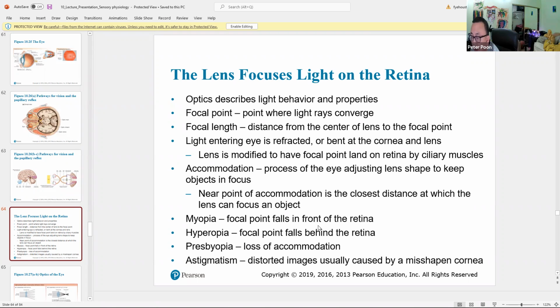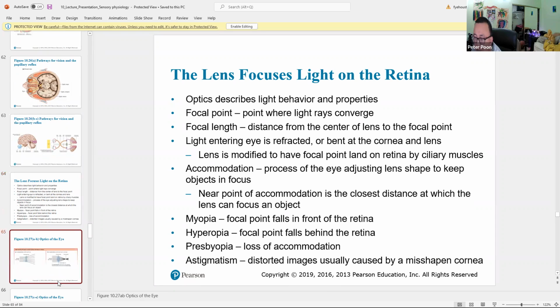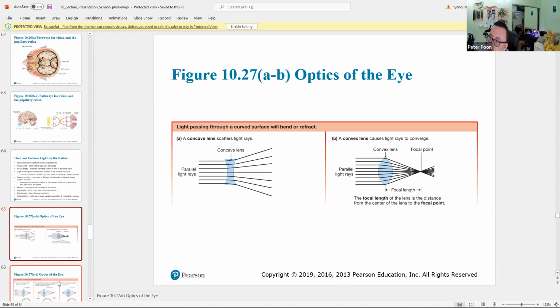Astigmatism is when images are distorted, usually caused by a misshapen cornea, and you can tell astigmatism where the light ends up being brighter at certain lines and darker at other lines. Lenses, like concave and convex lenses, change the focal point, and the whole point is to put the focal point where the retina is.